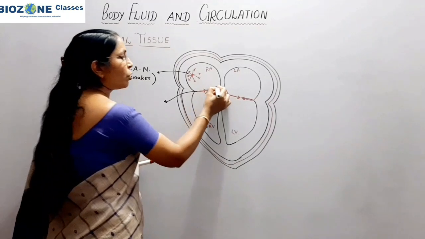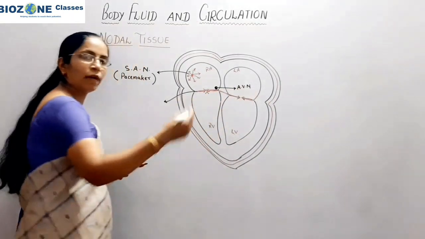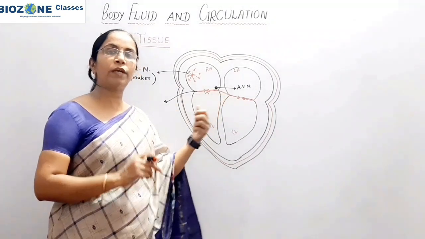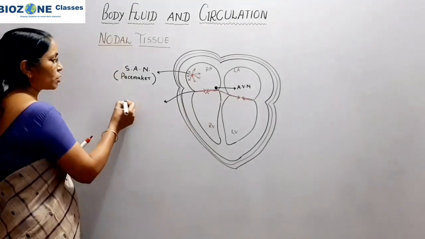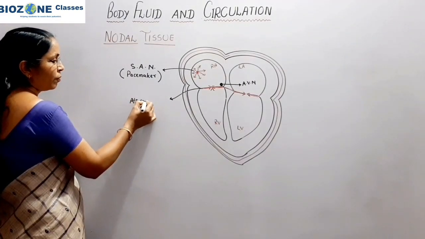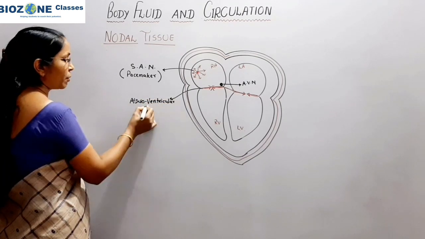So the AV node, you remember, AVN we are writing in short, that is the atrioventricular node. So the AV node, you remember, is located on the transverse septum, and the transverse septum is called the atrioventricular septum.